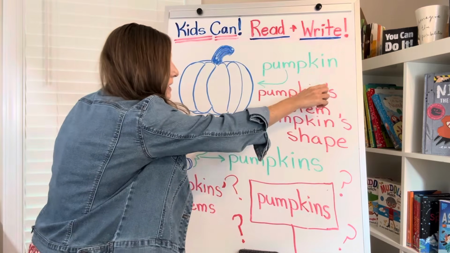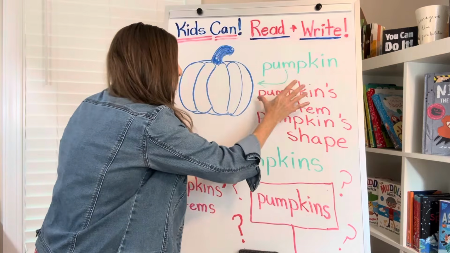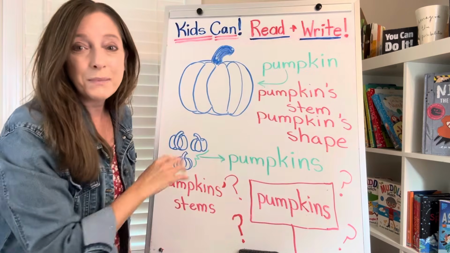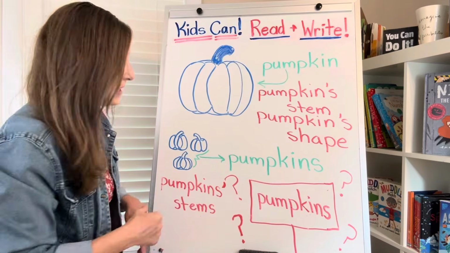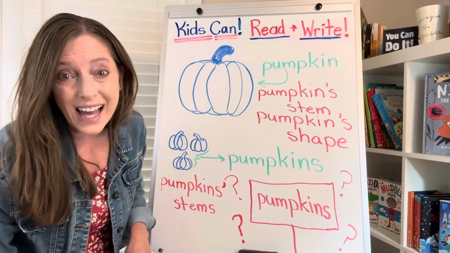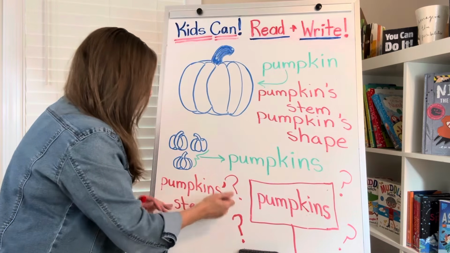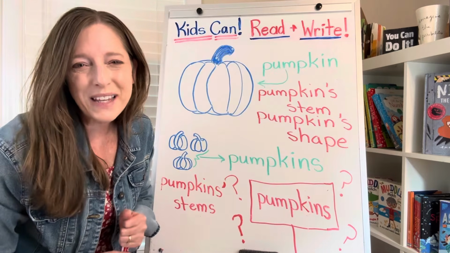Don't add apostrophe S unless you are talking about the word owning something, something belonging to that word. And don't add an apostrophe after the S unless you are talking about more than one of that thing owning something. So I hope this helps, guys.